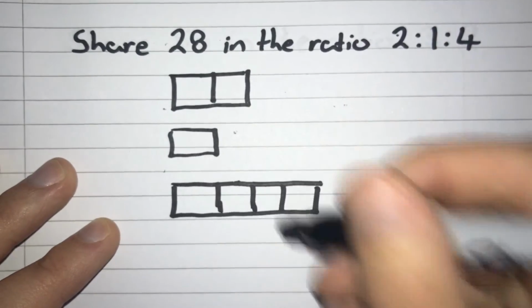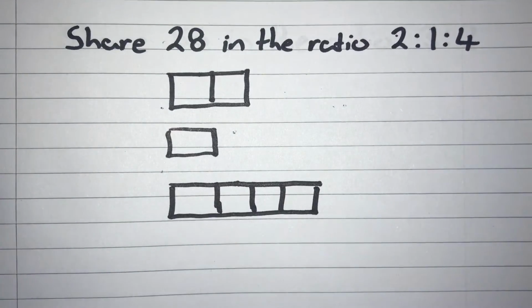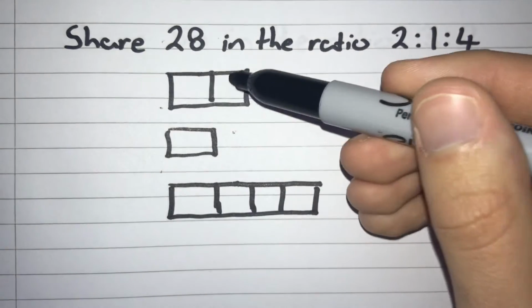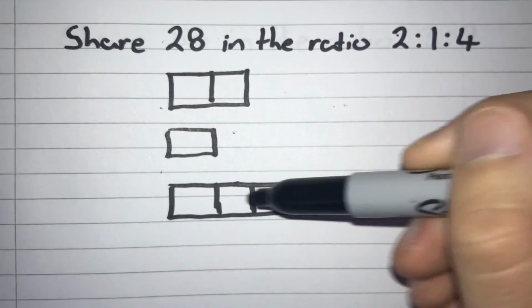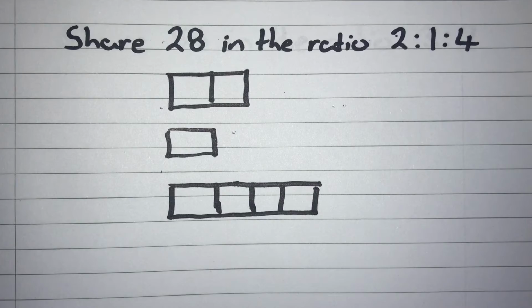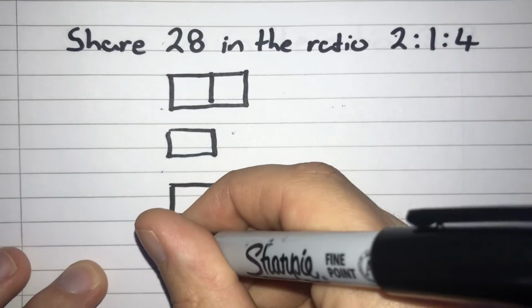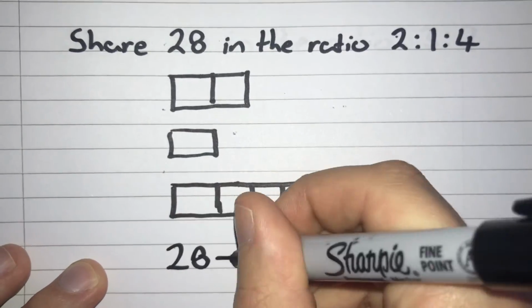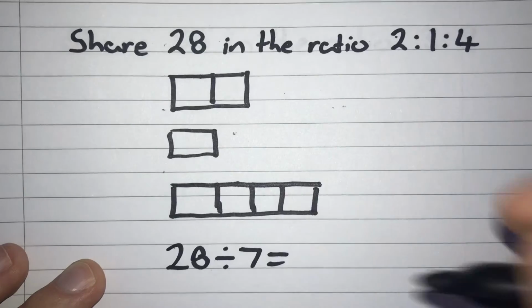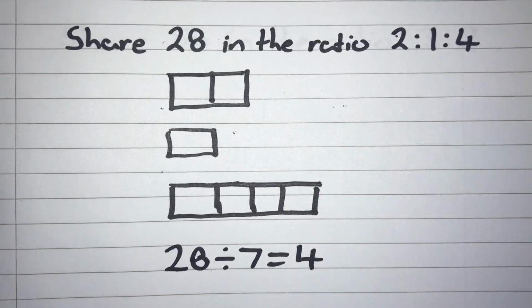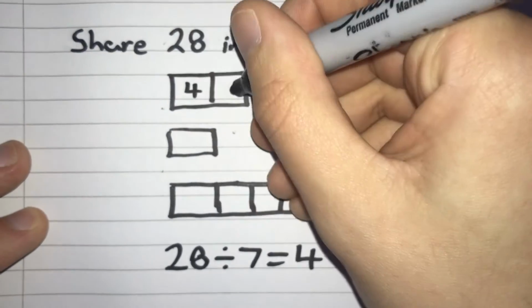And it's going to split up into those 4 boxes. So in total, how many boxes do we have? We have 1, 2, 3, 4, 5, 6, 7. So we've got 7 parts in total. We want to split this 28 up into those 7 parts. So of course we need to do 28 divided by 7. And that's going to give us an answer of 4. So each one of these boxes is going to be worth 4.